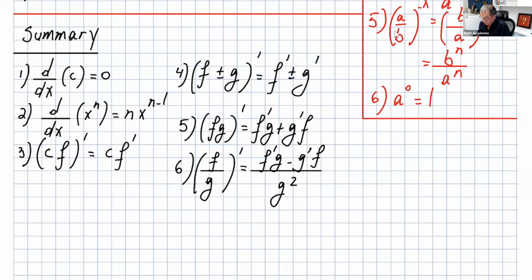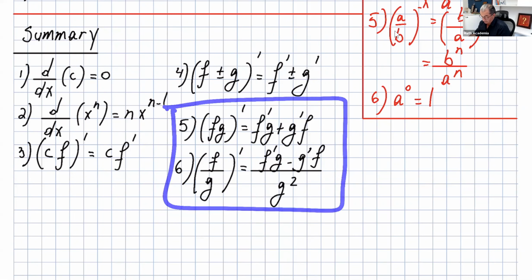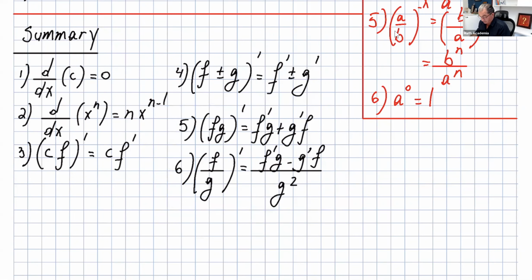The derivative of f g is f prime g plus f g prime. This is the product rule. I put it here, but I'm going to talk about this in the next video in detail. And this is the quotient rule. Get familiar with that. The derivative of f over g is f prime g minus g prime f over g squared. So just remember these two formulas. That's going to be the topic of the next video.